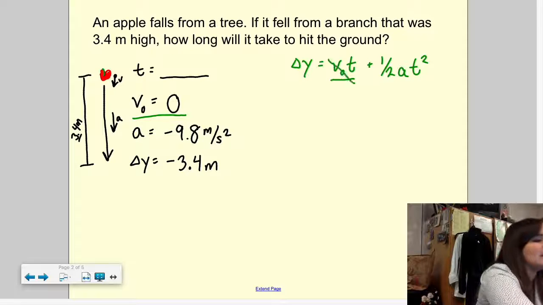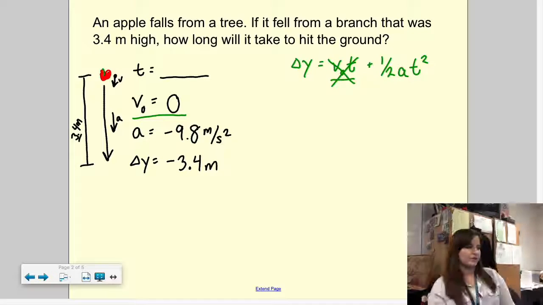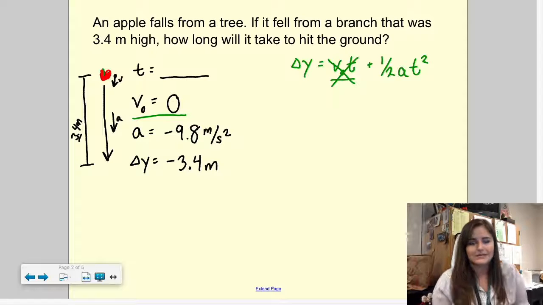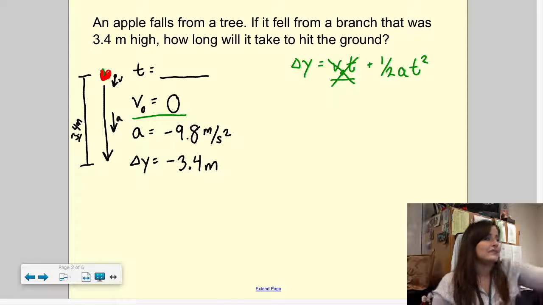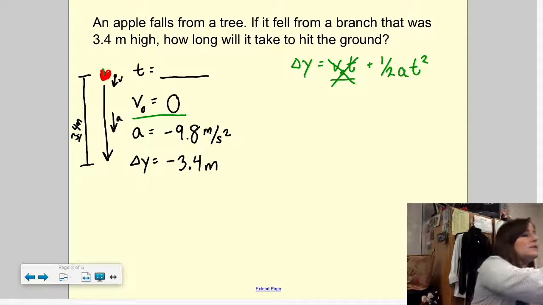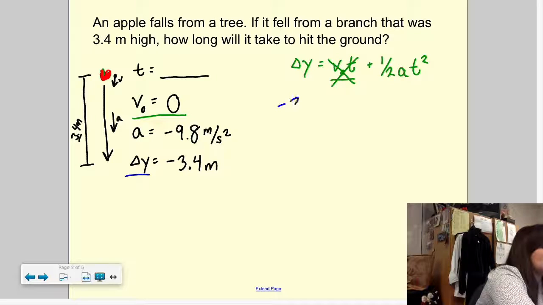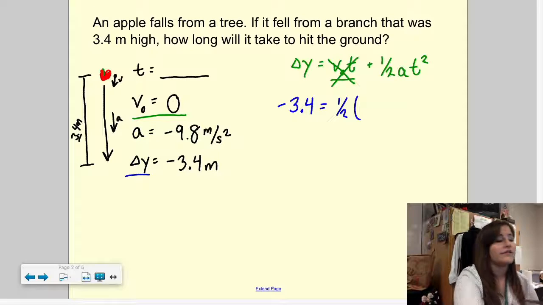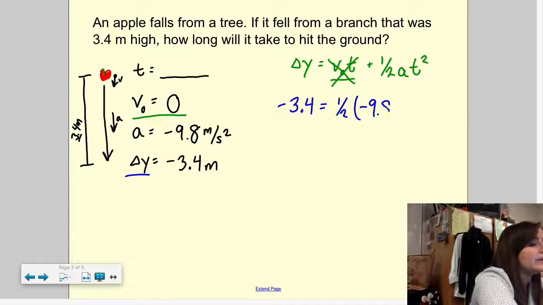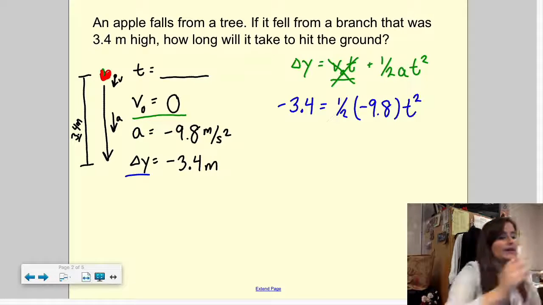So we can just ignore this part of the equation and pretend like it doesn't matter, because it's 0. Then, next step, plug and chug. We plug in the numbers that we know. First, delta y is negative 3.4 equals 1/2 times our acceleration, negative 9.8, times time, which we don't know, squared.